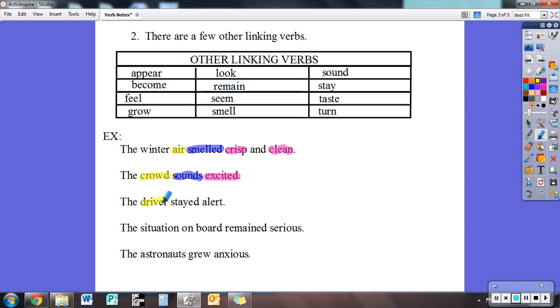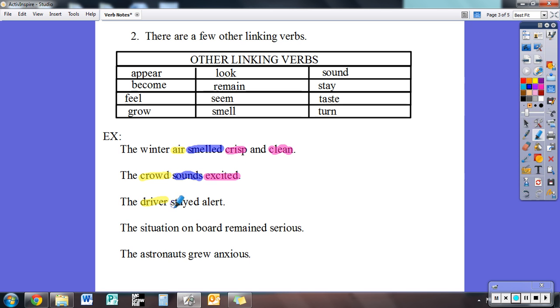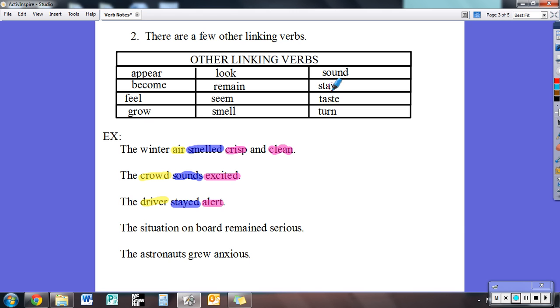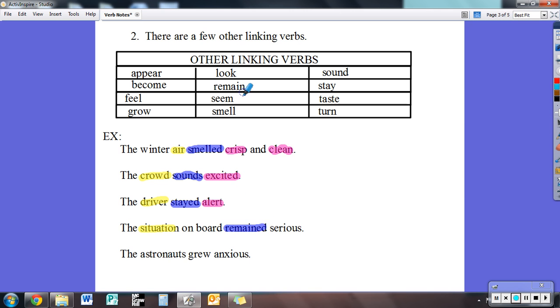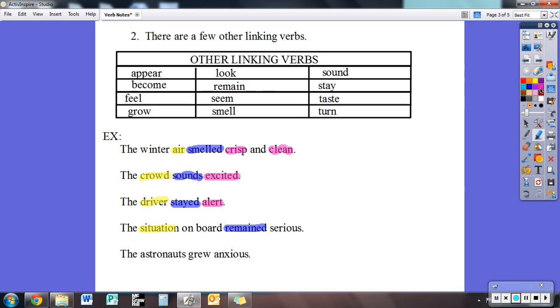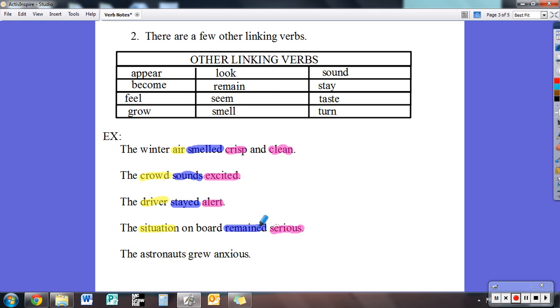The driver stayed alert. Alert is describing the driver. Is stayed on my list? Yes, it is. It's right here. So alert is describing the driver, so stayed is linking the driver to the adjective. The situation on board remains serious. Situation is my subject. Remained is on my list. Serious is describing the situation. So remained is connecting situation to serious.